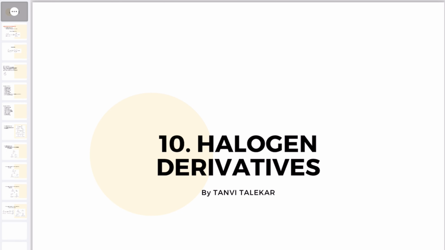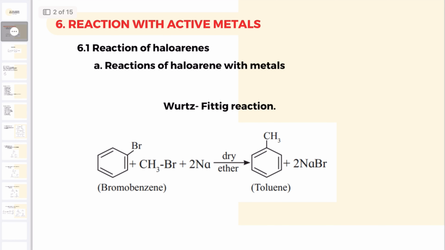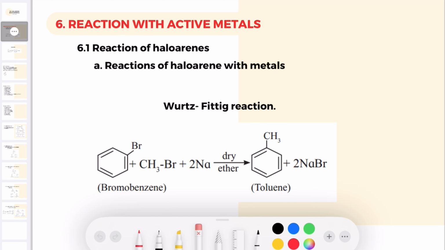We started the halogen derivative chapter. In previous 9 lectures we studied up to the reaction with the active metals. Now today's topic is reaction of haloarenes. So what is meant by haloarenes? If a halogen atom is attached to any benzene ring, it is known as haloarenes.